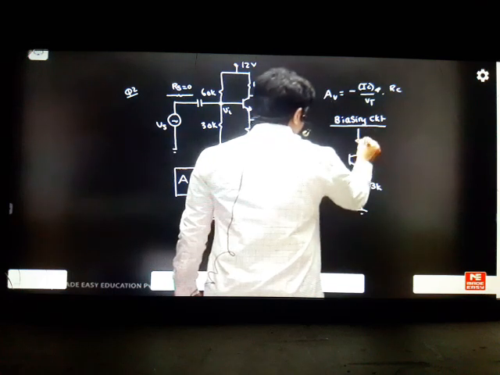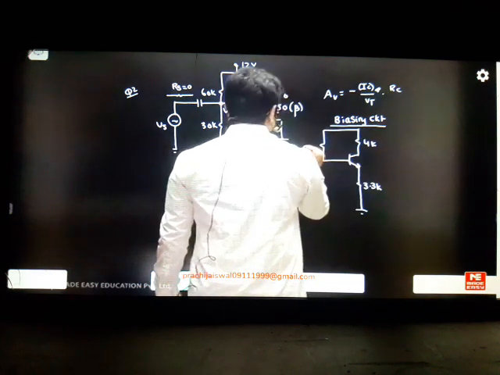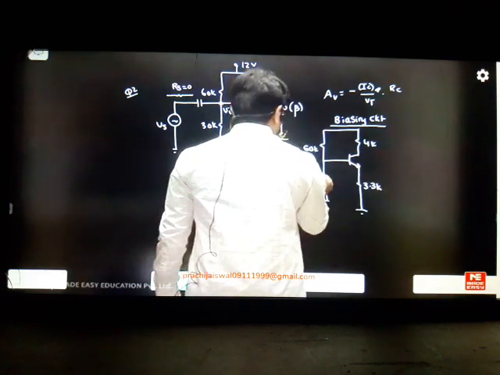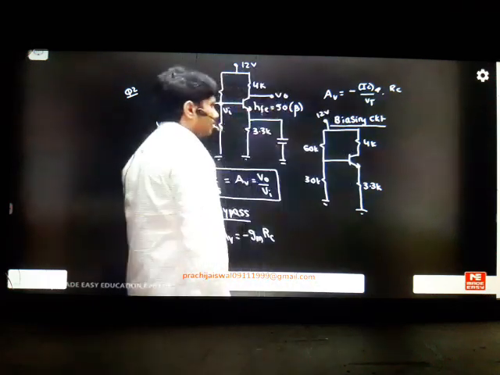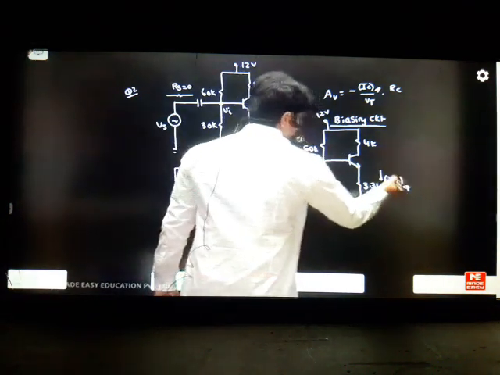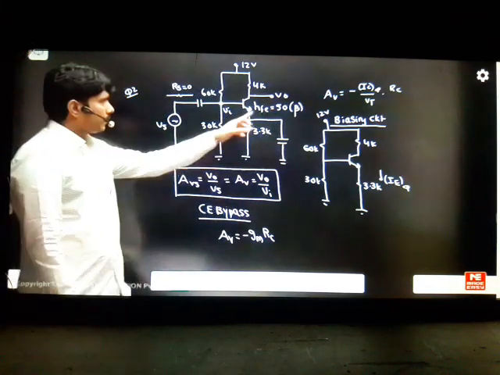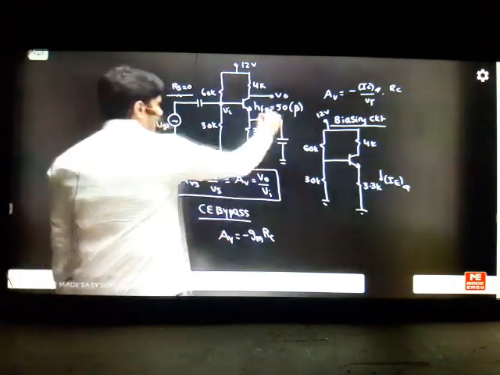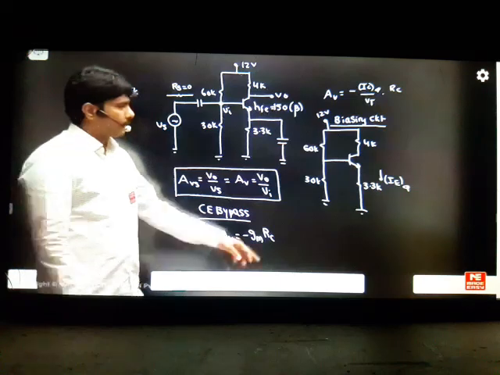3.3K, this is 4K, this is 60K, and this is 30K. This is 12 volts. So first draw the DC circuit. If you can solve this current, which is nothing but IEQ, then IEQ and ICQ will be same, because beta is given high, so IEQ and ICQ will be same. Let us find out this answer first.